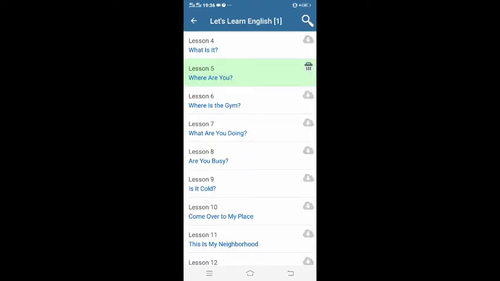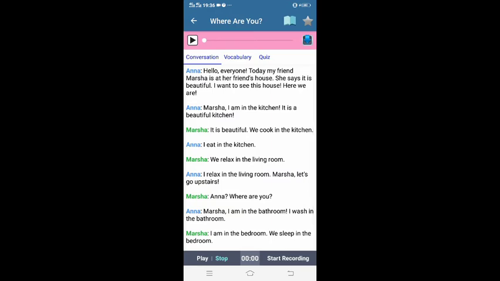Besides, this application gives you the opportunity to record the results of your conversation so you can evaluate yourself how your pronunciation is when talking.